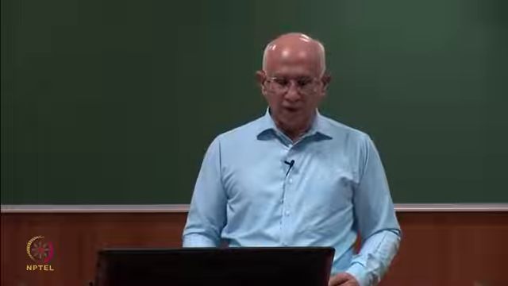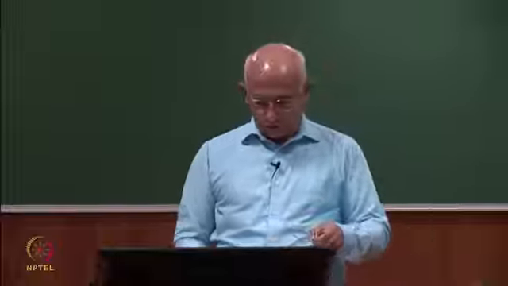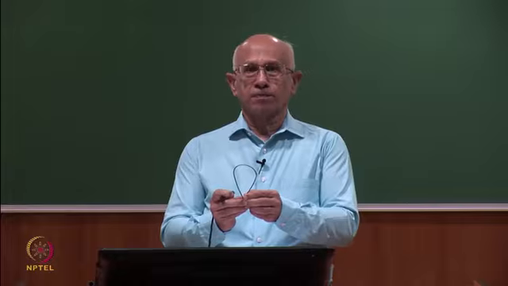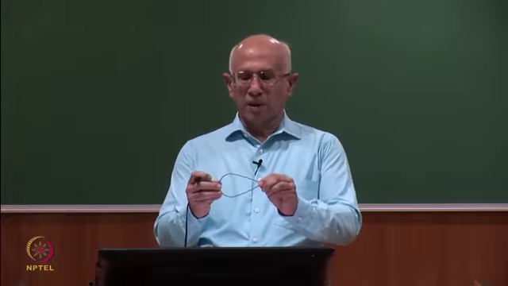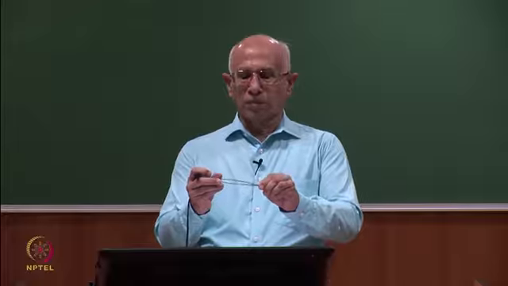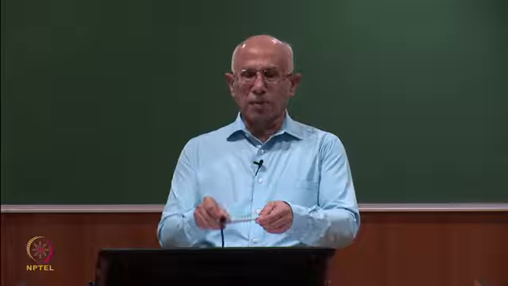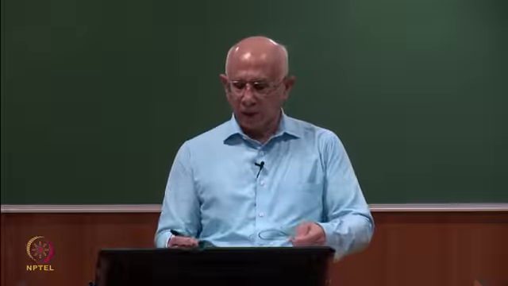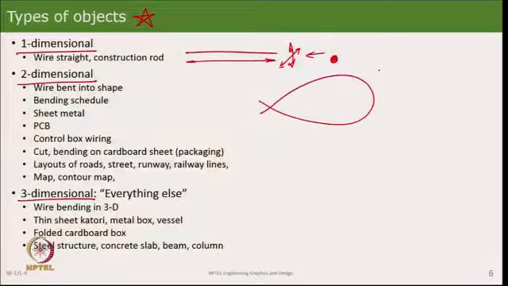Then we have 2 dimensional objects. For instance, the same wire, we now bend it, and as you can see this has been bent in a plane. So, if you look at it, all these things are lying in one plane. So, the entire shape of this wire is in one plane.